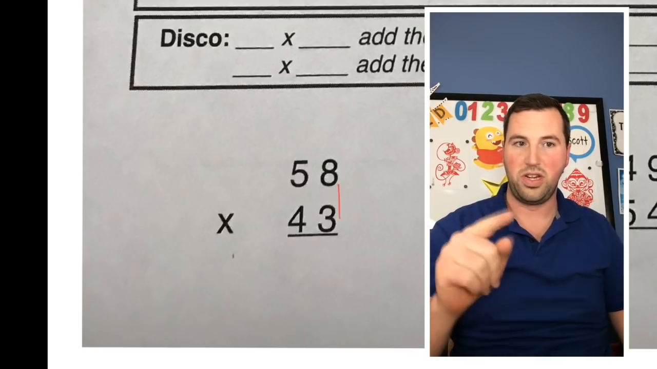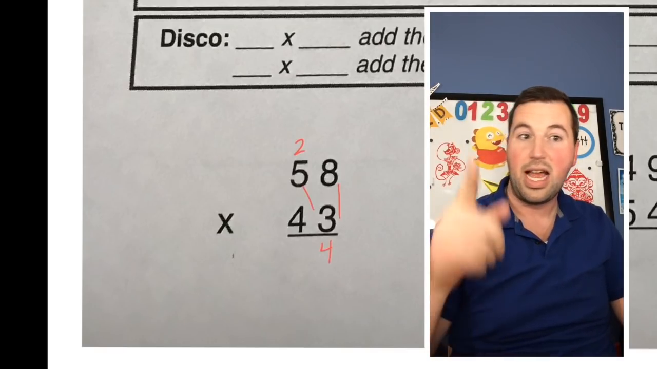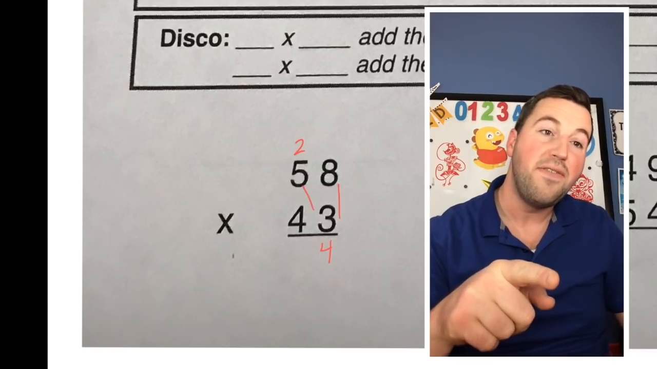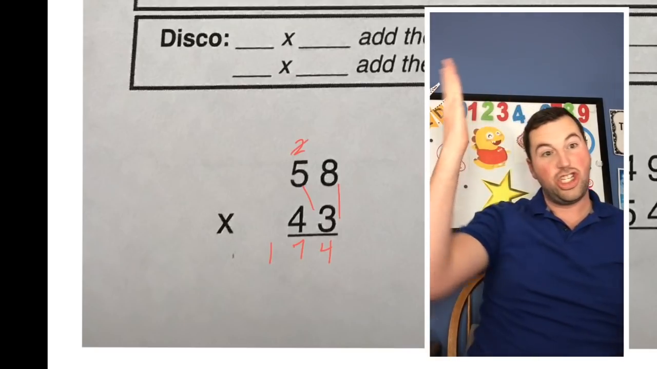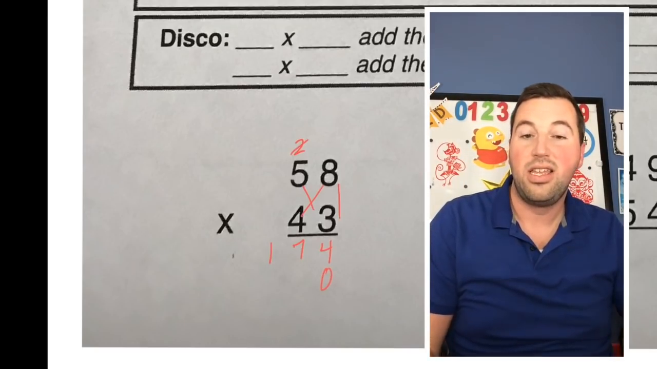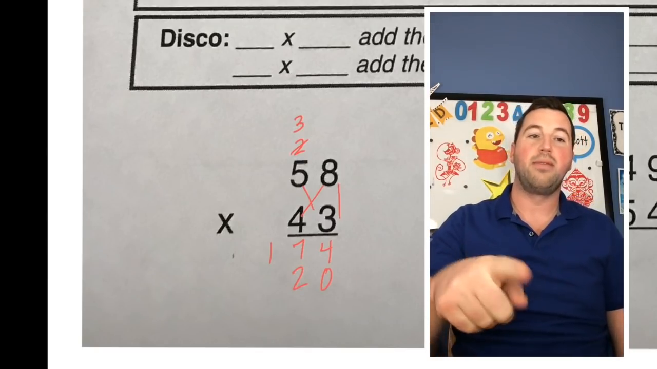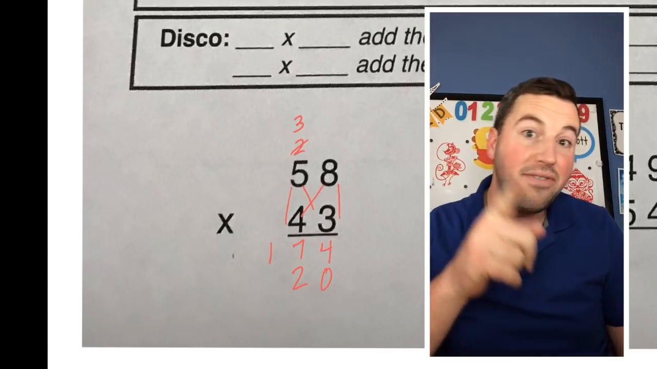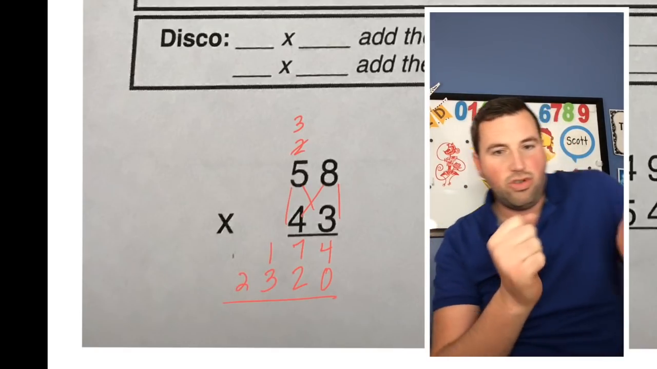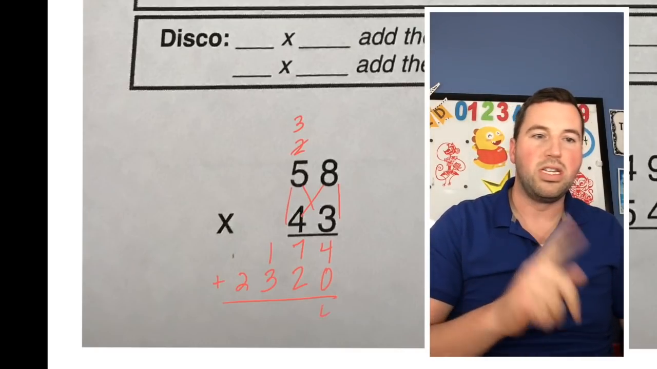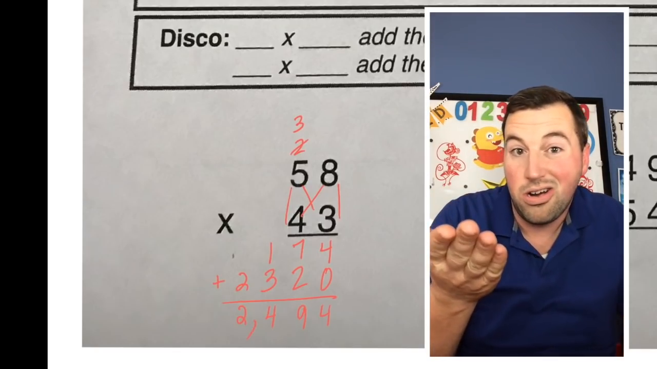Here we go. Ready, set, go. 3 times 8, add the regroup. 3 times 8 is 24. 3 times 5, add the regroup. 3 times 5 is 15. Add the regroup is 17. Slide slash 0. 4 times 8, add the regroup. 4 times 8 is 32. 4 times 5, add the regroup. 4 times 5 is 20. Add the regroup. 21, 22, 23. Add them. Clap. We have 9. We have 4. And we have 2. Put your comma in because there are no decimals.